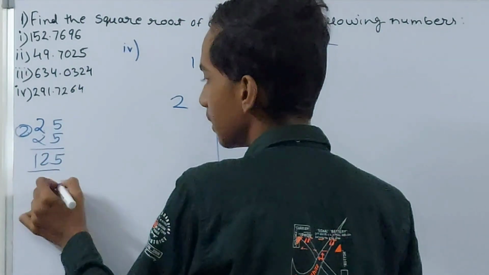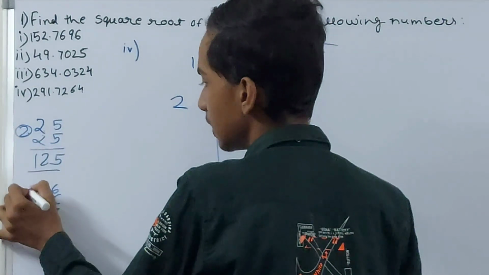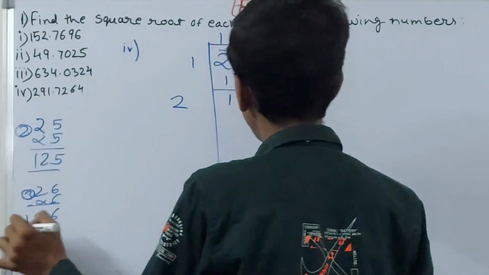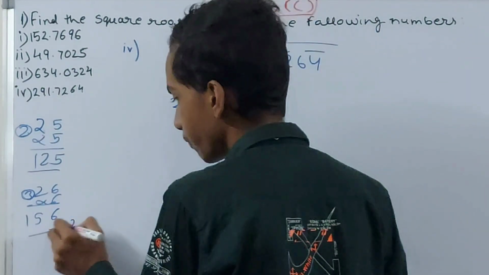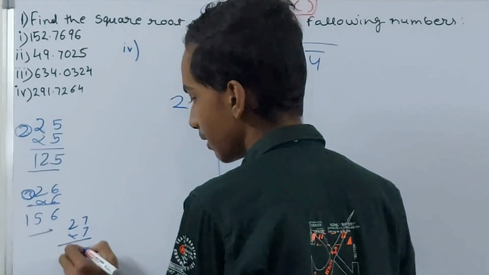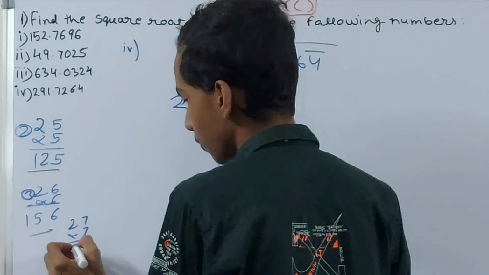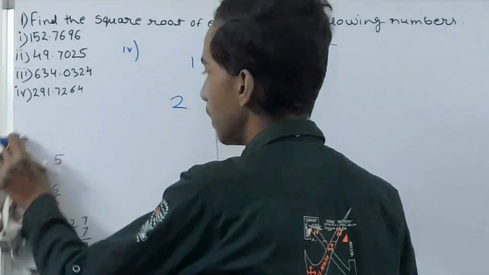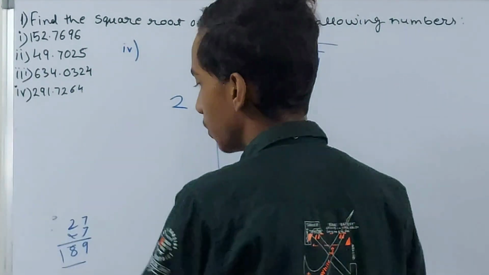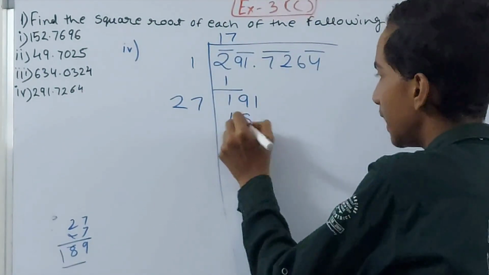125 is there, but let's check for 16. 6 sixes are 36, 3, 12, 1, 15, 156, right? Let's try 7 also, so 9 and 7 to the 4, 14 and 4, 189. So 7 is the nearest one, right? We don't want 5, we don't want any 6, we want 7. So 27 we'll go with, 7 and 7 here, we'll have 189 here.